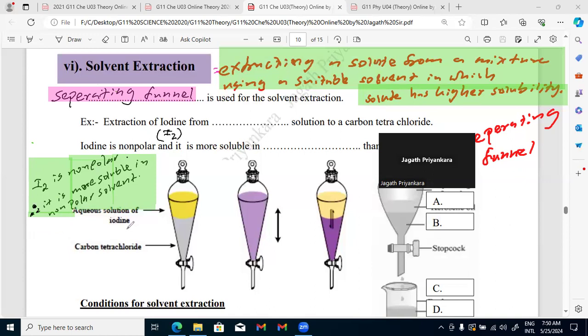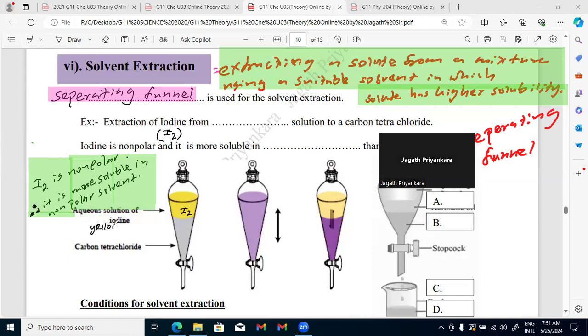Now it is in water. Can you see? Aqueous iodine solution is what? Initially iodine is in water, but it doesn't like it. Why? Iodine is non-polar, water is polar. So right here, iodine non-polar, water is polar. In the aqueous solution, the color is pale yellow. You can write here yellow.